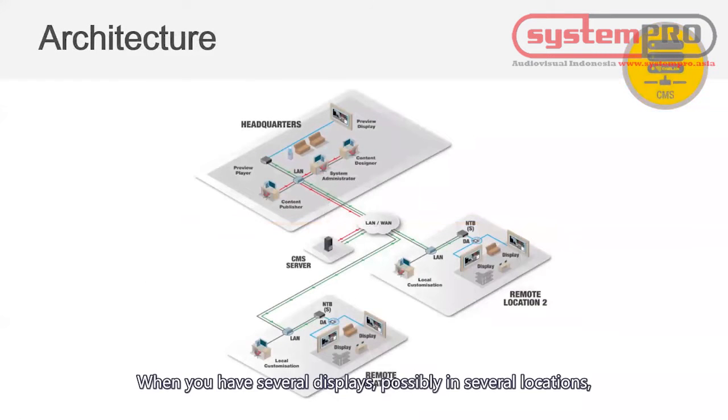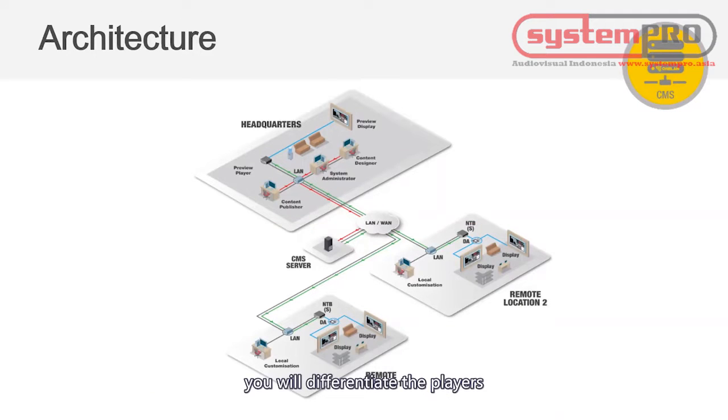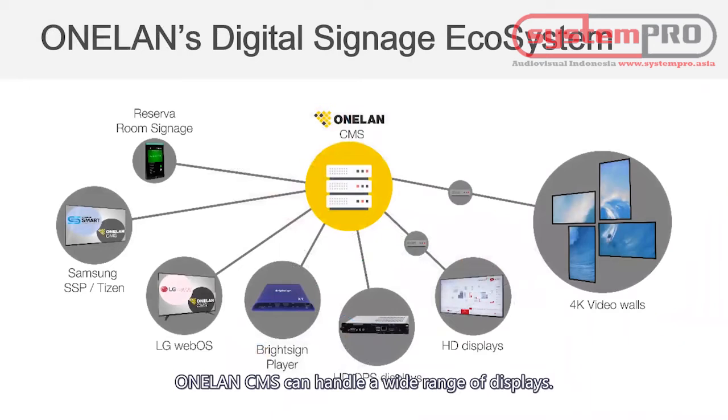When you have several displays, possibly in several locations, you will differentiate the players that are playing the content facing the public and the back office, where the team will prepare, preview, adjust, update the content. Then you need a CMS, a content management solution. Onelan CMS can handle a wide range of displays.